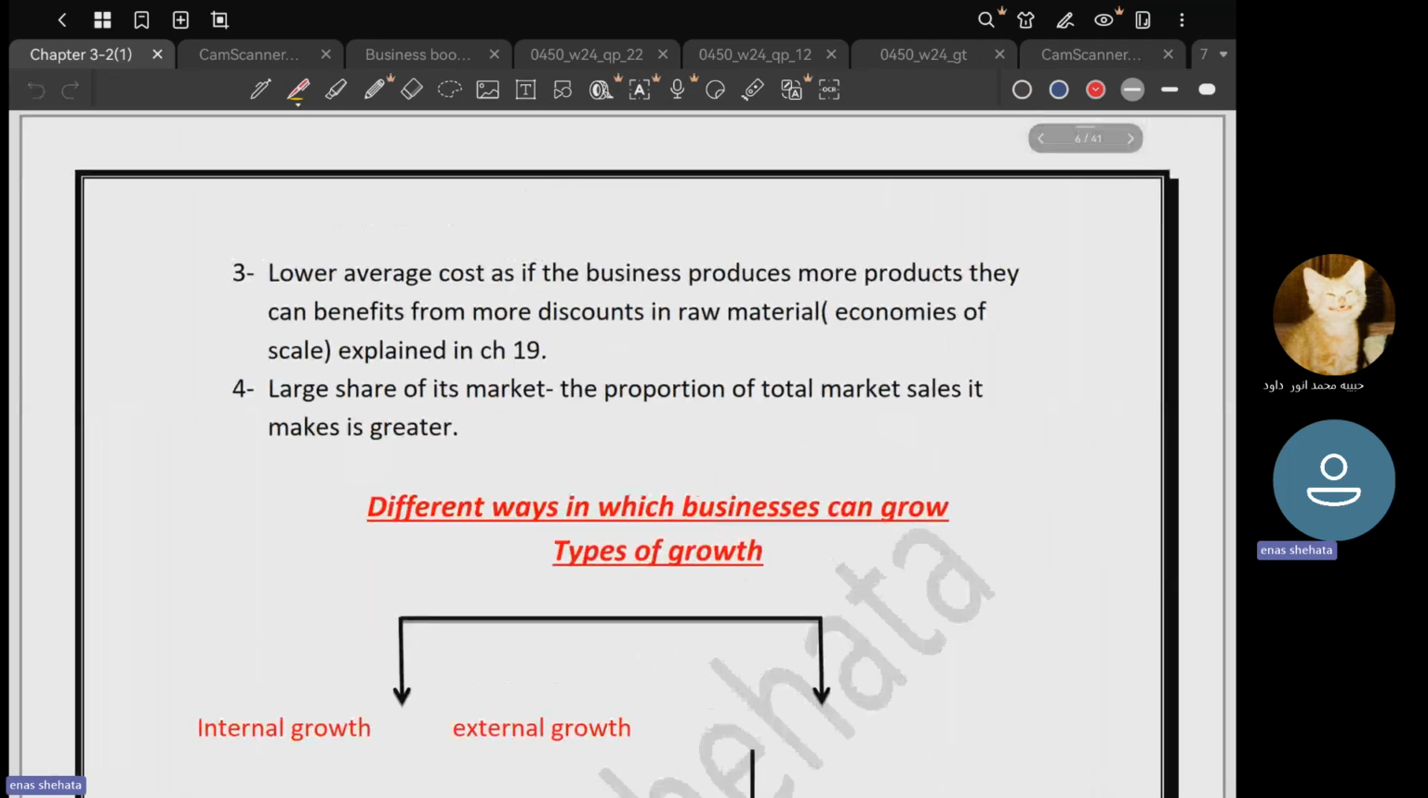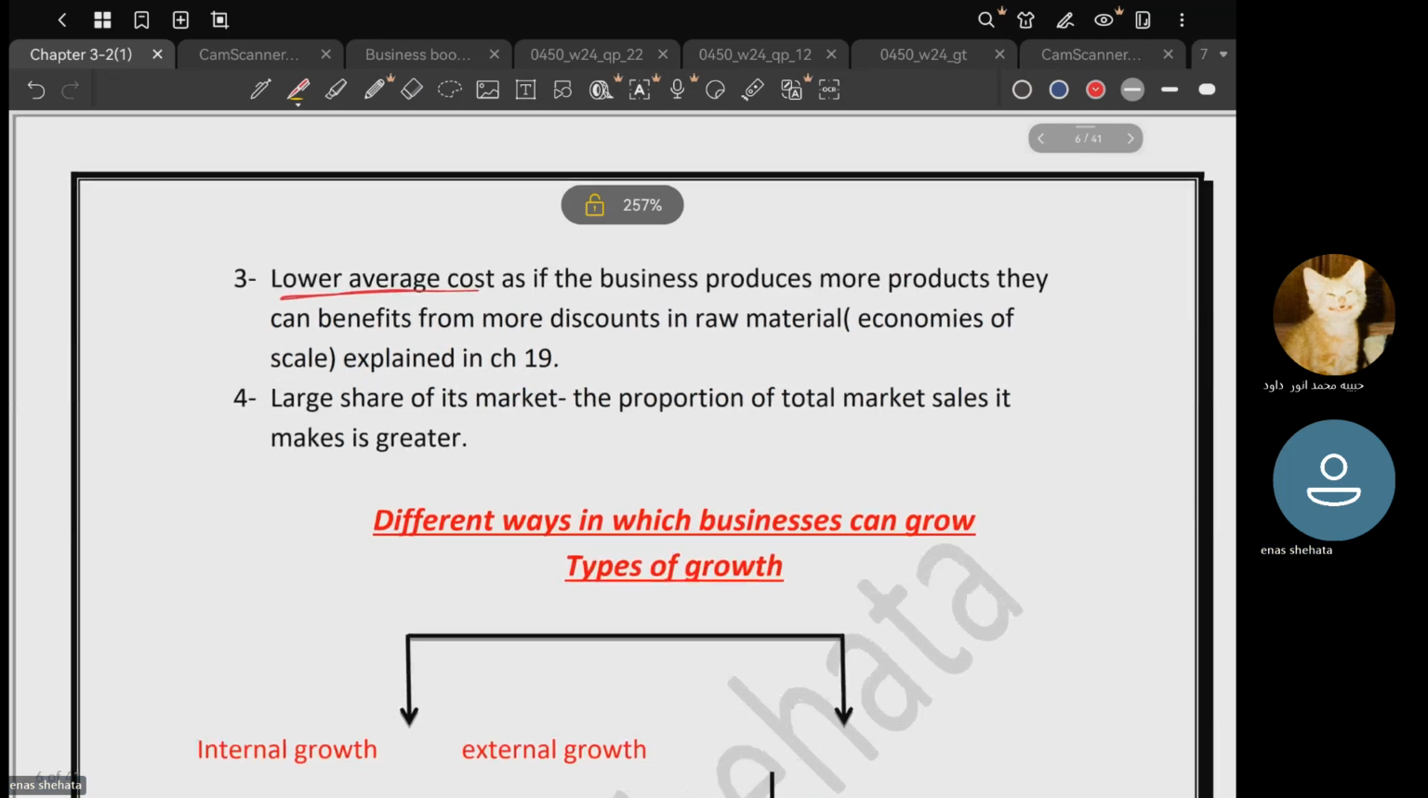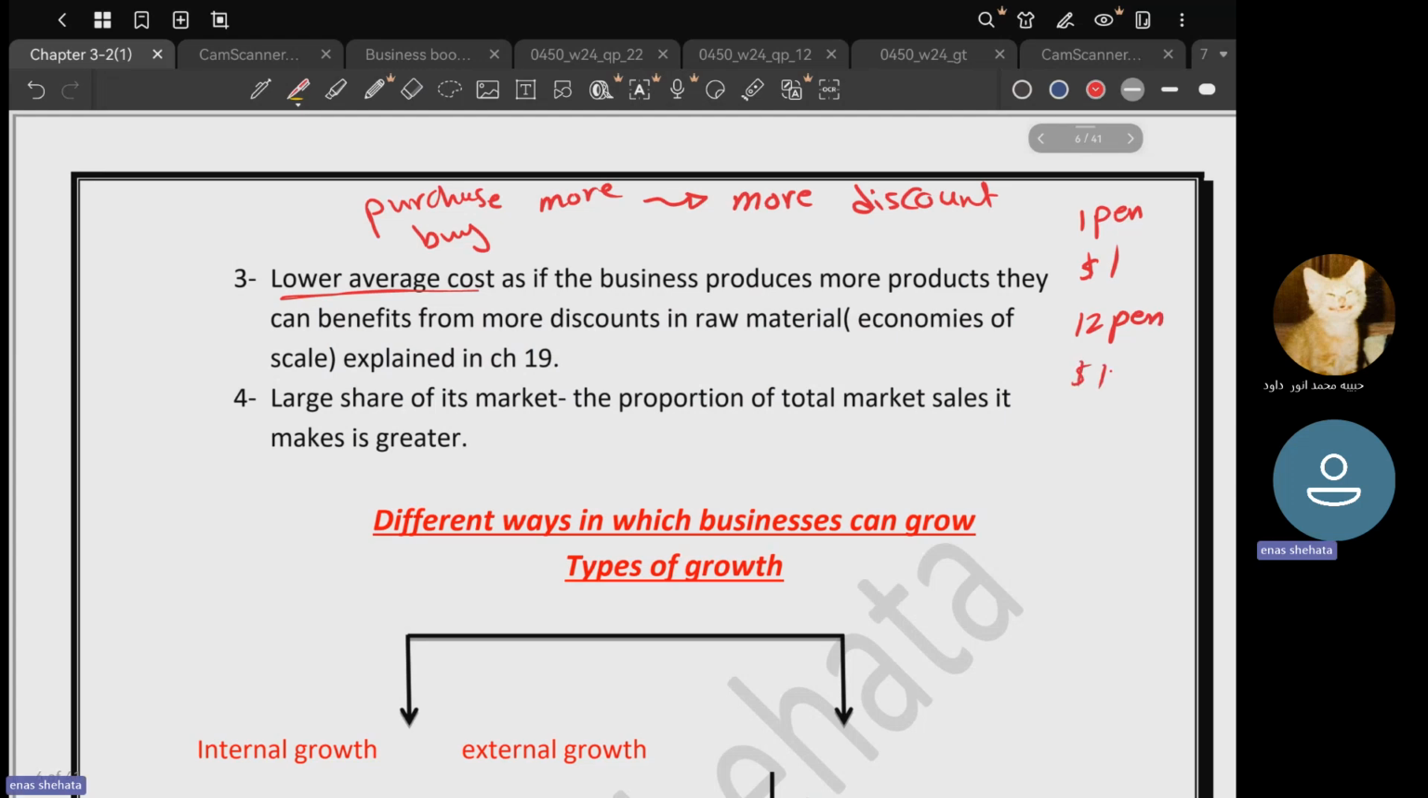Lower average cost. Why lower average cost? This will be explained in detail later in chapter 19. We have something called economies of scale, and one of them is lower average cost. We have a rule here that if you purchase more, and purchase means buy, you will get more discount. For example, you want to buy 1 pen. This 1 pen may cost you $1. But if you buy a dozen, 12 pens in 1 carton, will it be $12? No. It will maybe be $6. Why? Because you buy in bulk or in large quantity, so I offer you a discount.